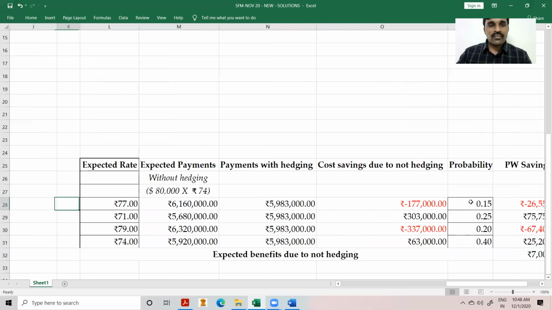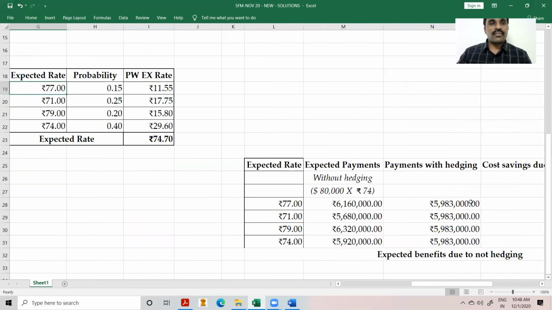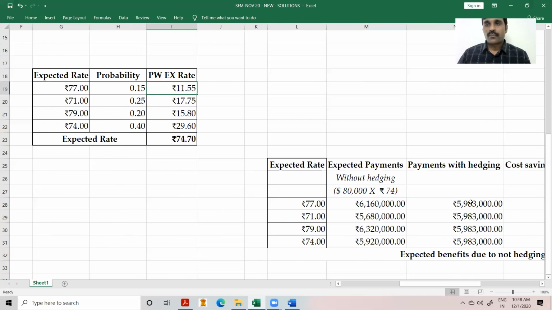We should not take 71. Does it make sense? 77 into 0.15 is 11.55 rupees. Does this figure make sense? Every figure in our answers should make some sense. If somebody asks you what is the 11.55, I can't say anything. What is that 11.55?